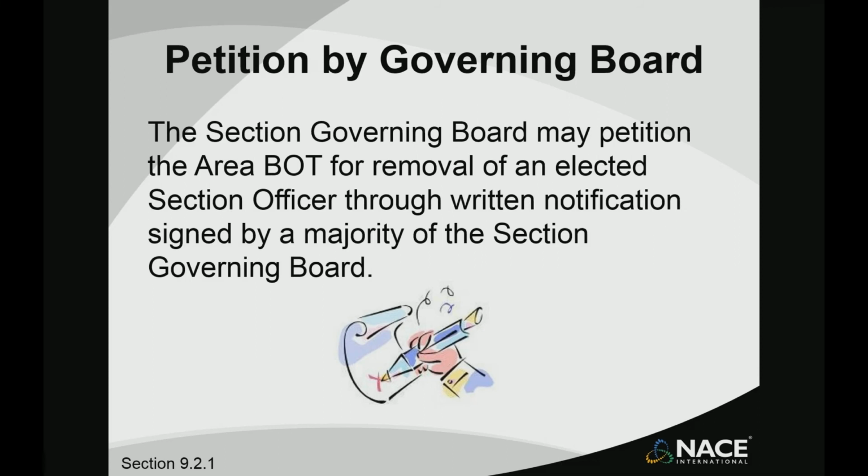There are two ways that this may be done. The first is petitioned by the governing board. The section governing board may petition the area board of trustees for removal of an elected section officer through written notification signed by a majority of the section governing board. Only a simple majority is required for this. Therefore, if you have 5 voting members, then 3 of the 5 must sign the petition to be considered by the area board of trustees.